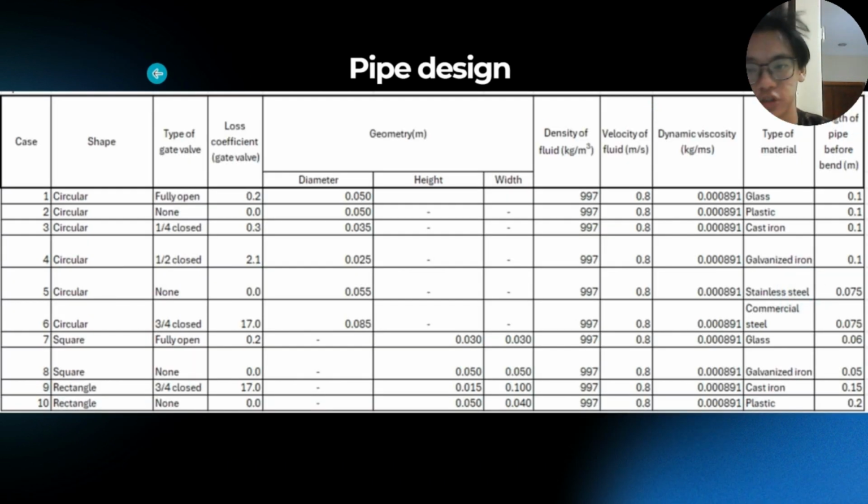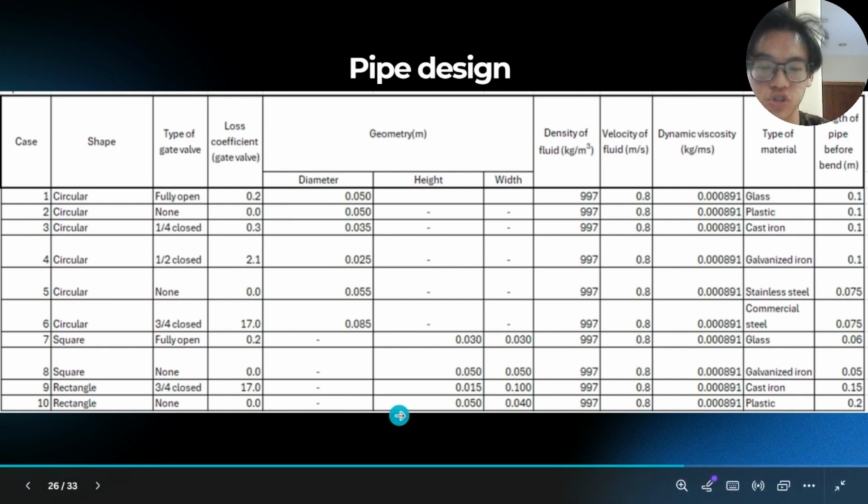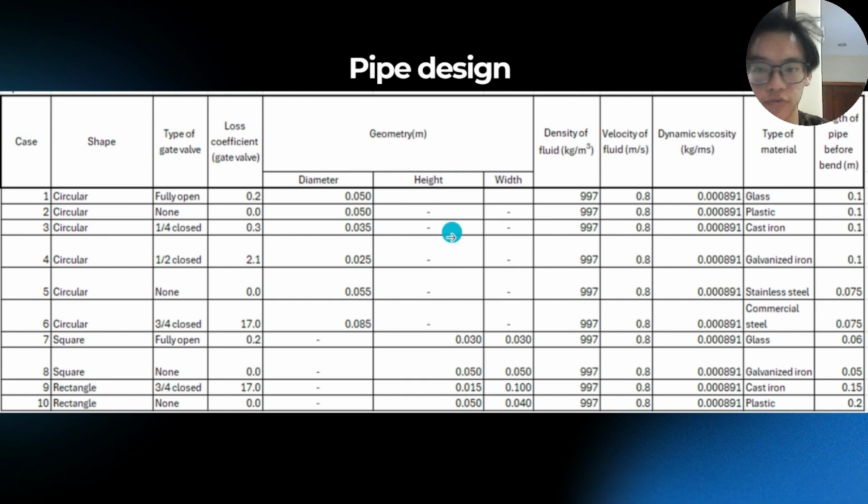First, for the shape, we have 3 types, which are circular, square, and rectangle. Here are the geometry for the shape, which is diameter for circular, height and width for square and rectangle. Furthermore, we also included gate valves, with a total of 4 gate valves, which are fully open, 1/4 closed, 1/2 closed, and 3/4 closed gate valve.